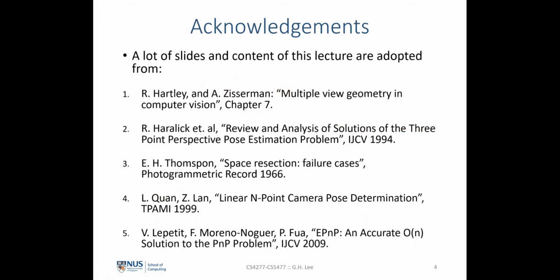And of course, I didn't invent any of today's material. I took a lot of the slides and content of today's lecture from the textbook written by Richard Hartley and Andrew Zisserman, in particular chapter 7. This is for the case of the uncalibrated camera.